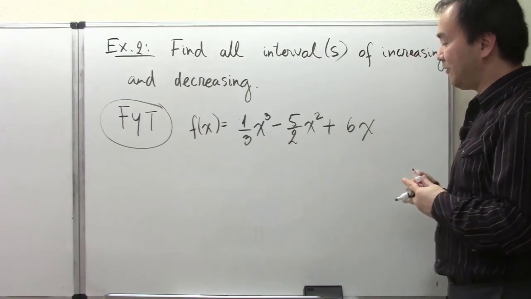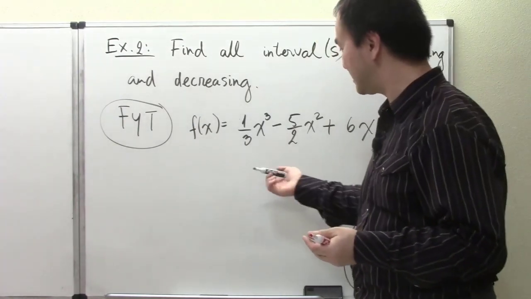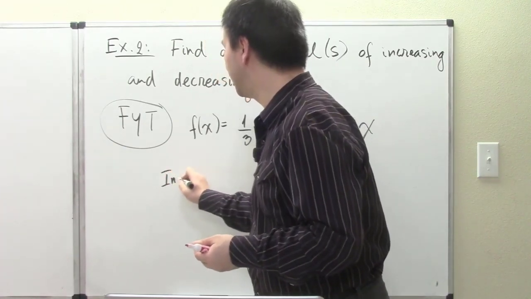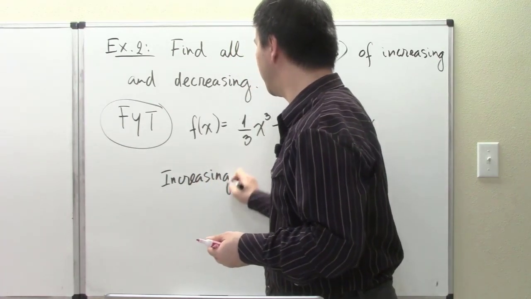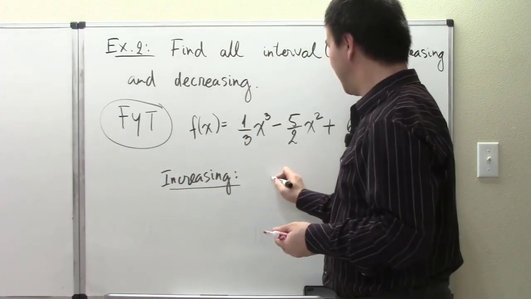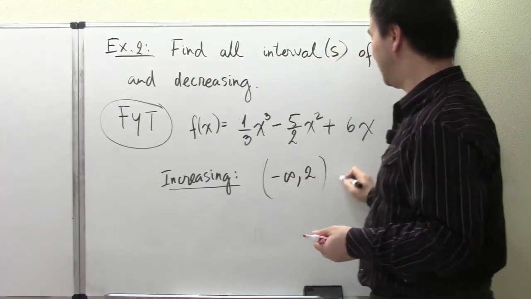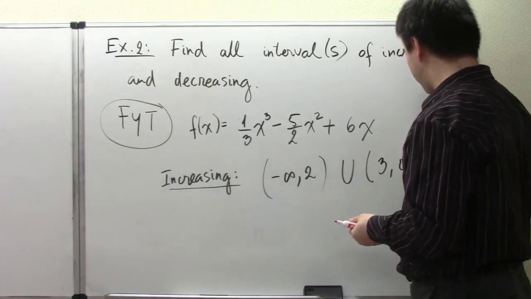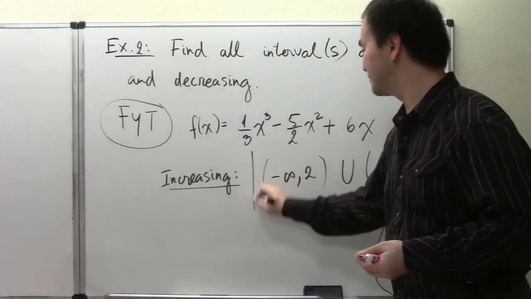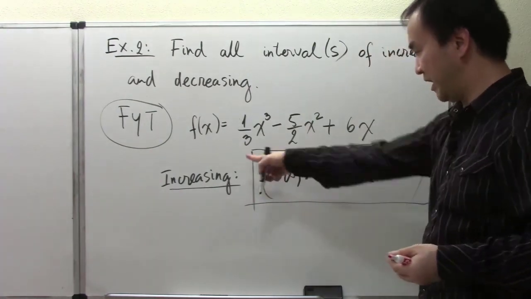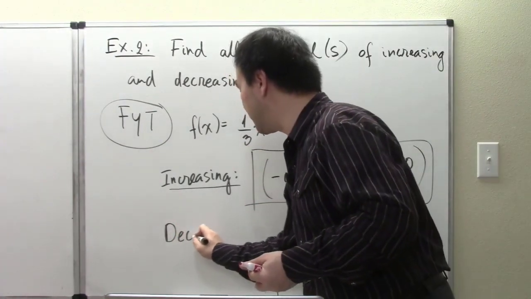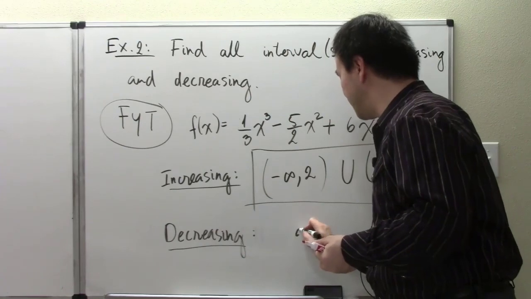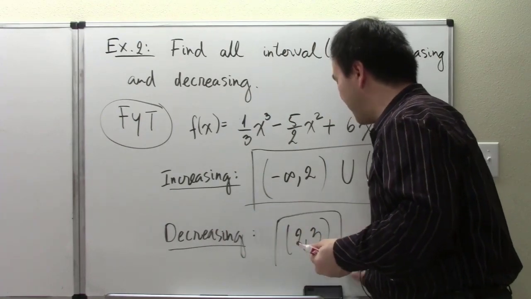All right, hopefully you've had some answer for those intervals. As far as increasing, we're looking at two intervals: negative infinity to 2, and another interval from 3 to positive infinity. So two intervals for increasing, and then there's one interval for decreasing: from 2 to 3, between 2 and 3. That's the interval for decreasing.